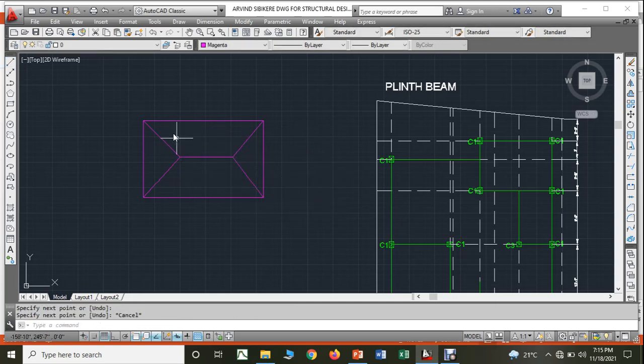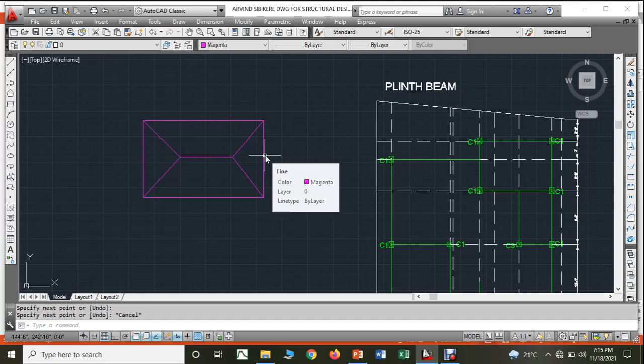It means the loads of this area will be transferred to this beam, whereas the loads of this area will be transferred to this beam, and the loads of this area will be transferred to this beam, and the loads of this area will be transferred to this beam. This is what we call the trapezoidal method of transferring the loads.